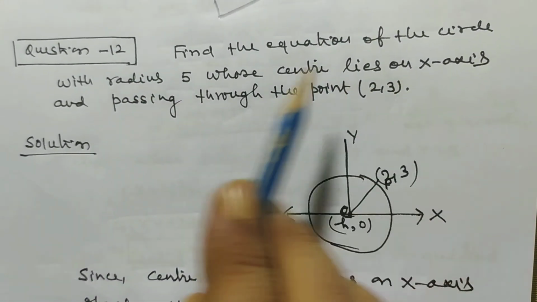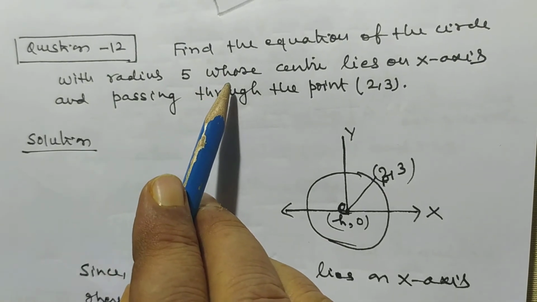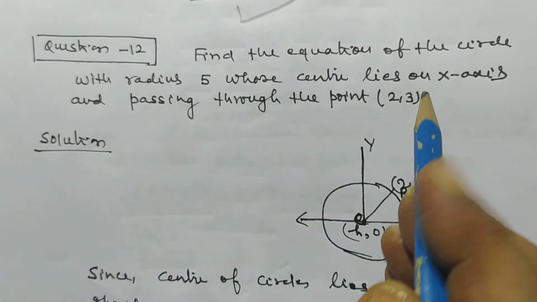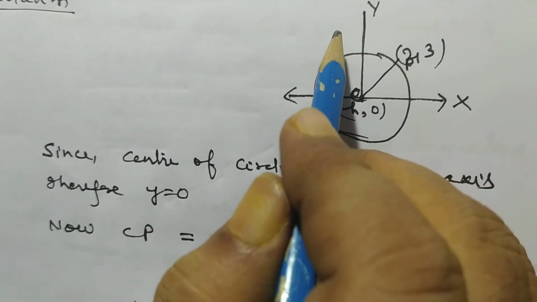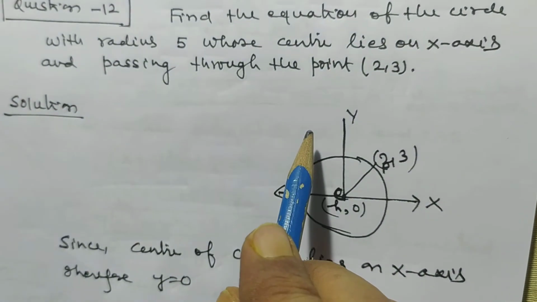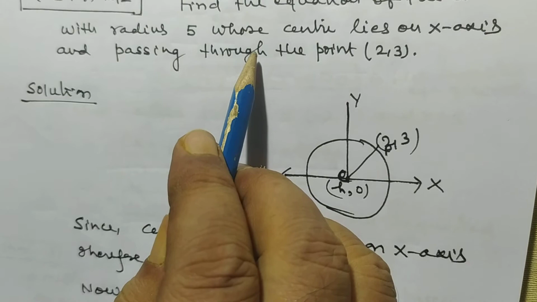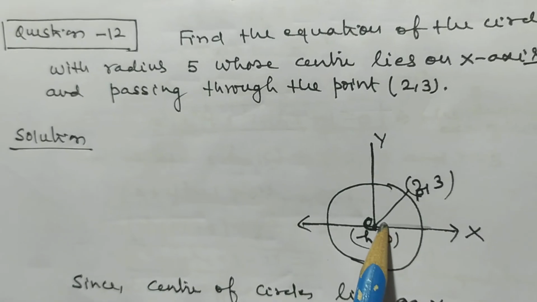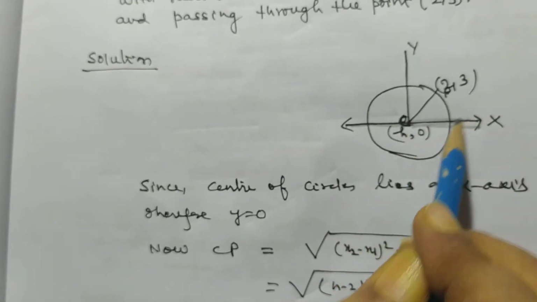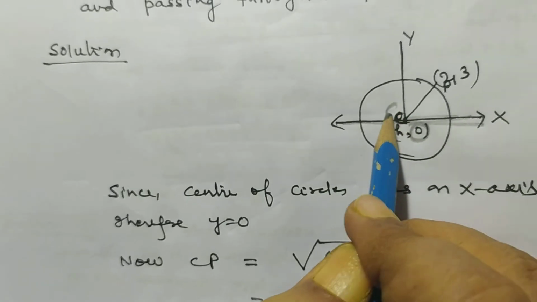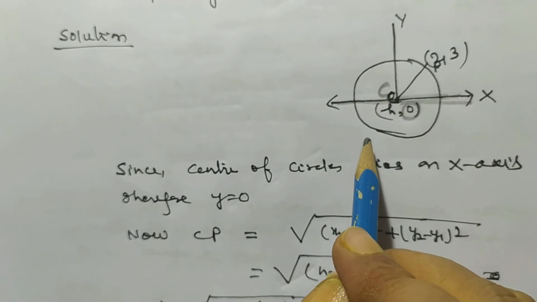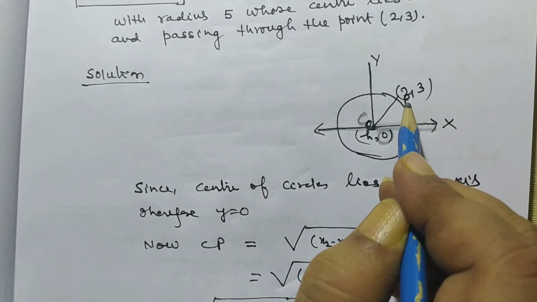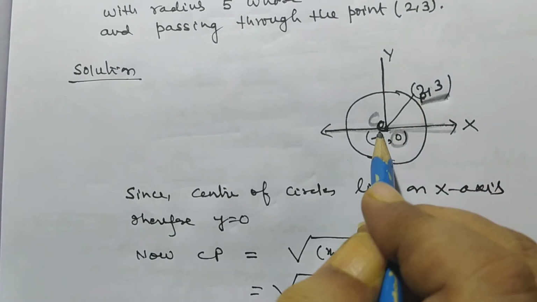Find the equation of the circle with radius 5, whose center lies on the x-axis and which passes through the point (2, 3). I have just told you that to get the equation of a circle, we should have the center and radius. There is a clue here. What clue do we get here? Center lies on the x-axis. Therefore, the y coordinate will be 0. And the point on the circle is (2, 3). So we have an equation.